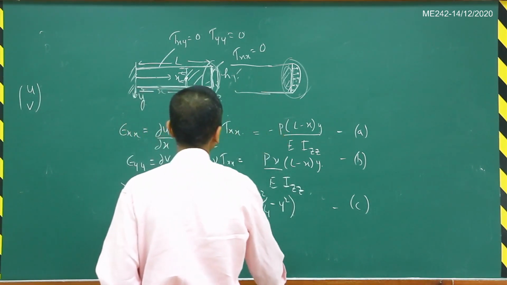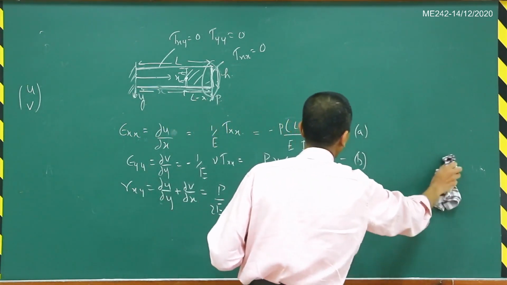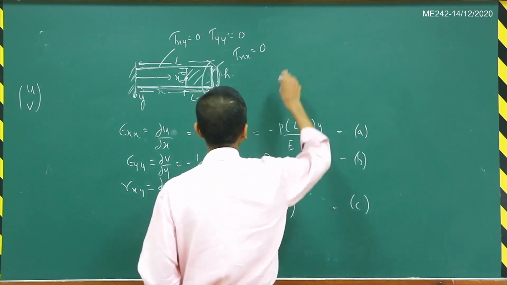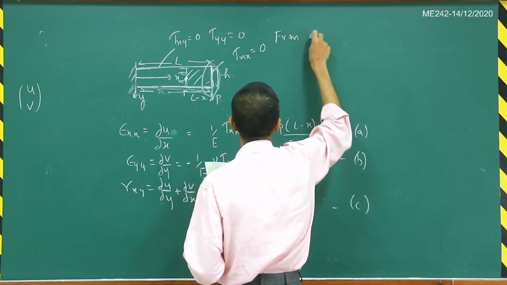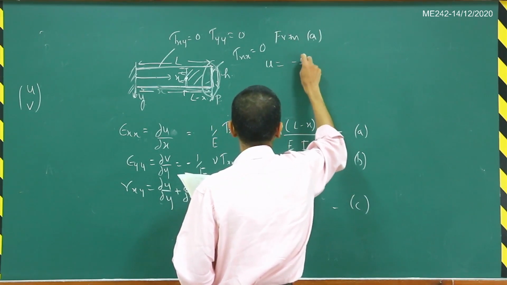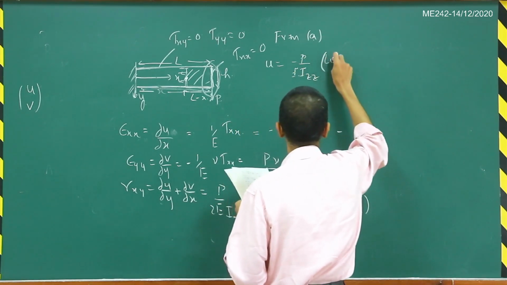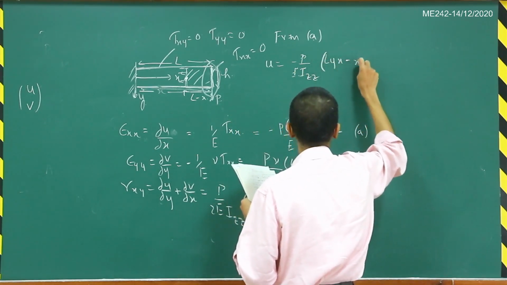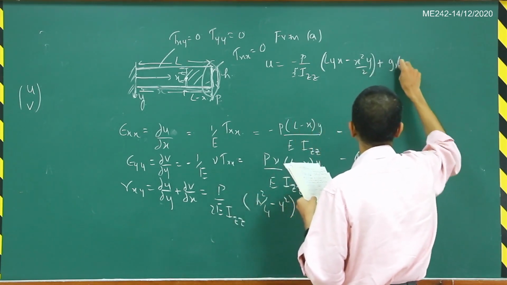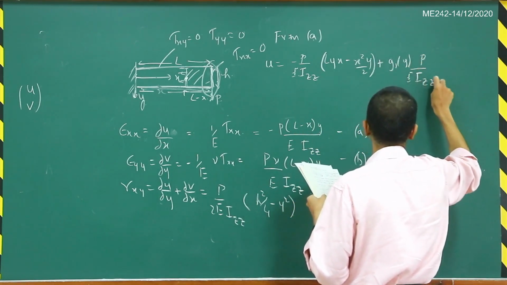I'll just indicate this whole procedure. I'm not going to go through the details because, as I said, it's a very complicated process. But let me just indicate how to do that. So from A, what you will get is that u is equal to minus P divided by E I z times L y x minus x square y divided by 2 plus g1 of y times P divided by E I z.